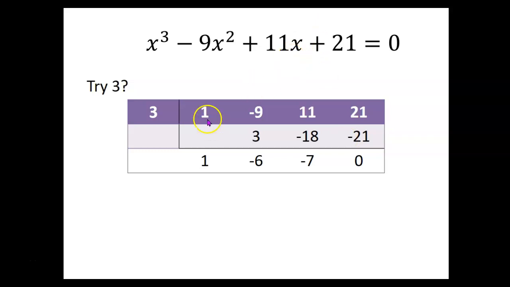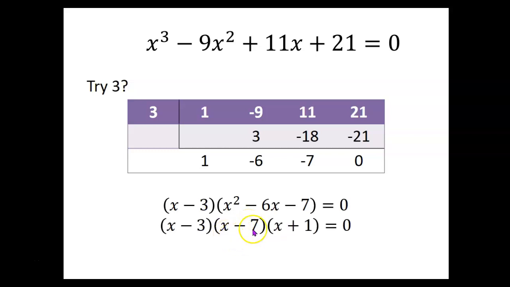And not only that, but we know that we can take this and factor it into x minus 3, because that's what we were dividing by, times x squared minus 6x minus 7, because that's what we got as a quotient. So now we're looking for solutions to the equation x minus 3 times x squared minus 6x minus 7 equals 0. And I bet I can factor that x squared minus 6x minus 7 just by hand. I can break it up into x minus 7 times x plus 1.